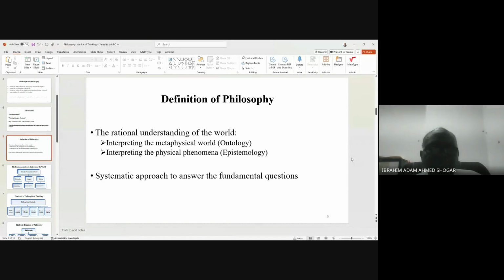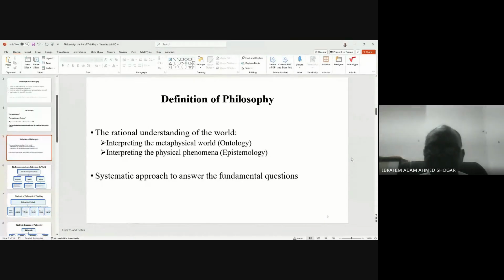So now we need to know 2 points here. Of course, this is the definition which I choose. That is, philosophy is a systematic approach to answer the fundamental questions. The first, systematic, maybe needs to be elaborated a little bit, and also fundamental questions. Systematic here is not haphazard. It is the method which we mentioned earlier, that is methodology. You try to answer this question based on a specific methodology.